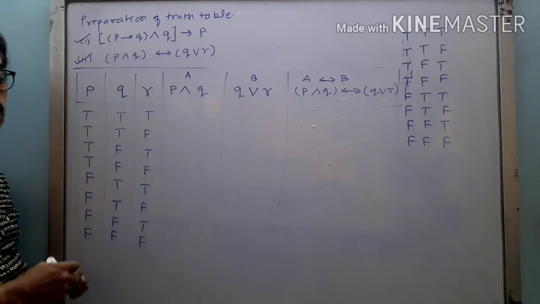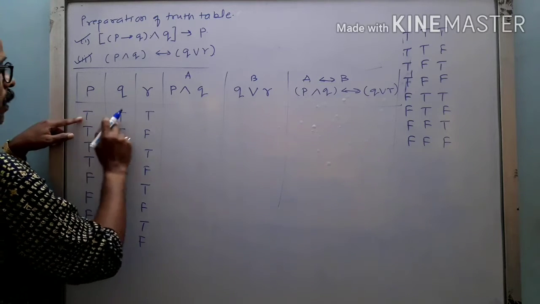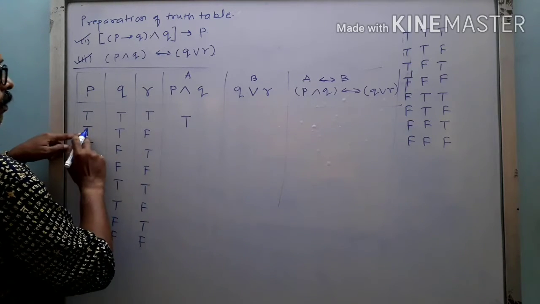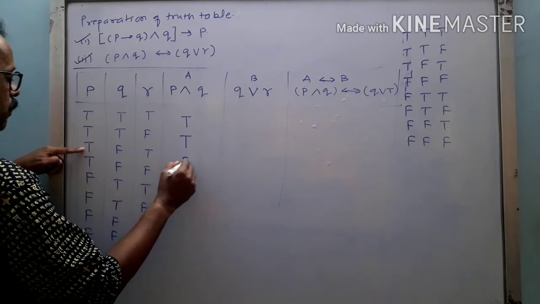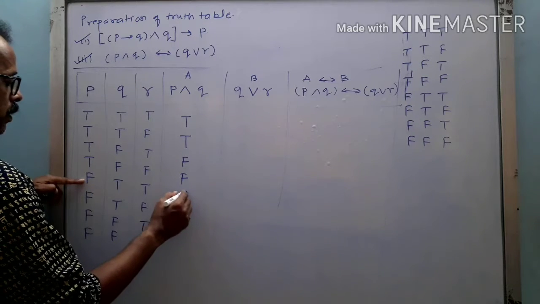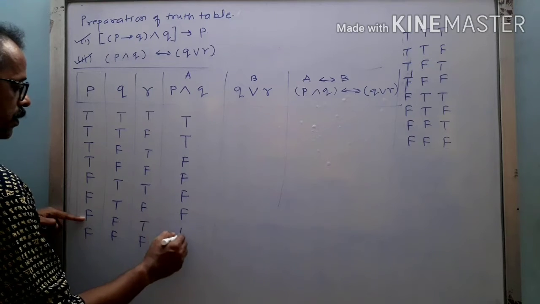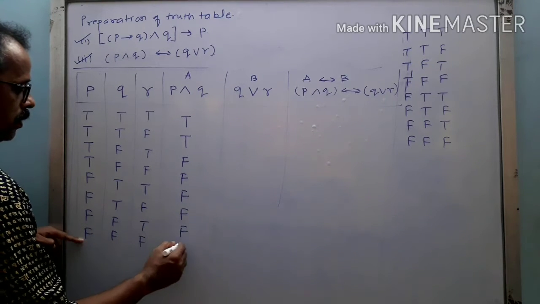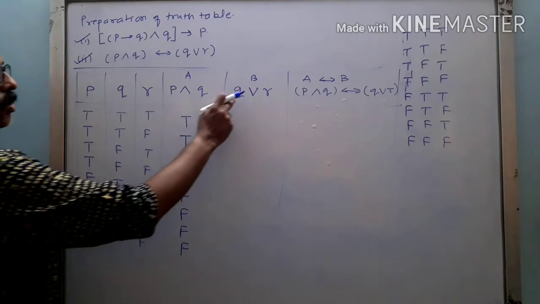Now remember, try to remember your truth table this way. True and true, it is true. True and true, it is true. True and false, it is false. True and false, it is false. False and true, it is false. False and true, it is false. False and false, it is false. False and false, it is false. Right? Now next is Q or R.